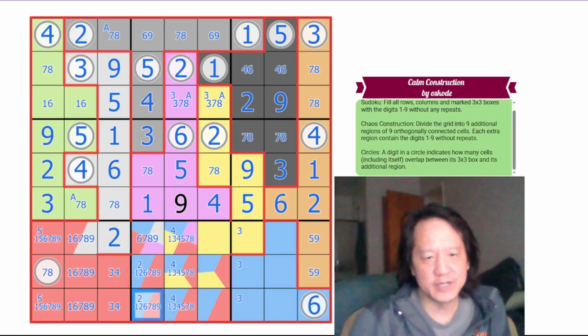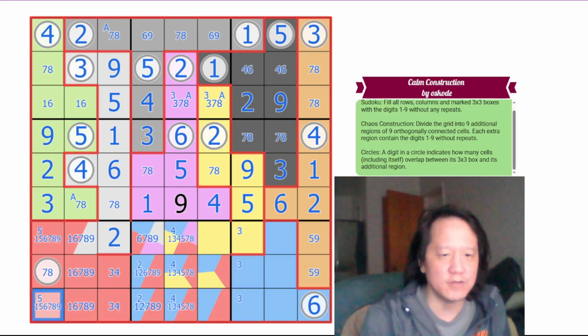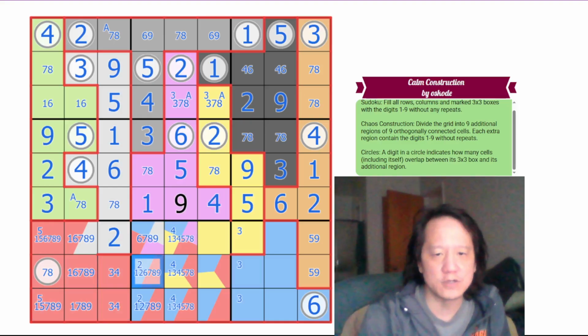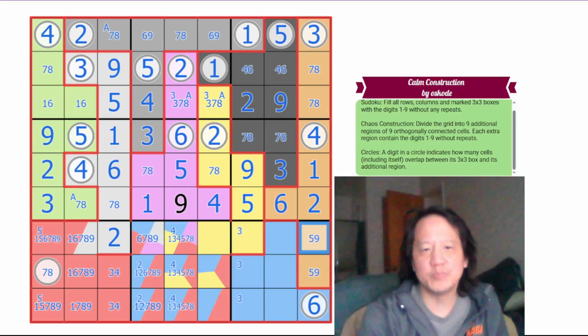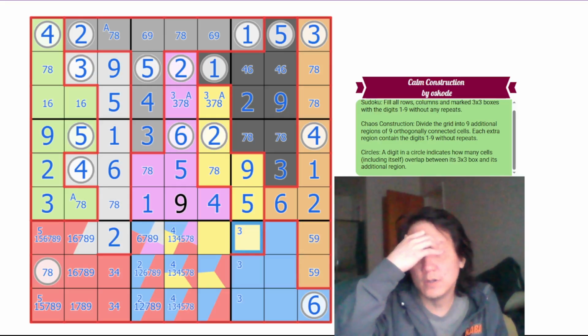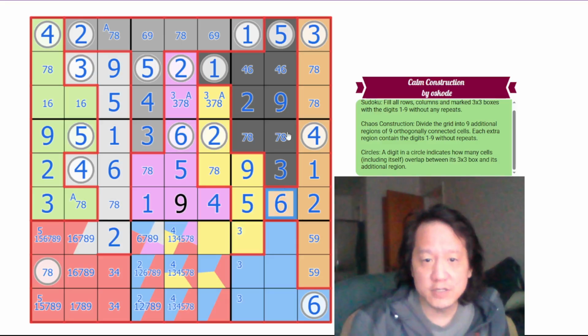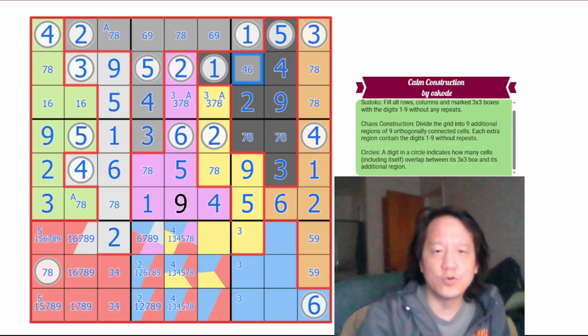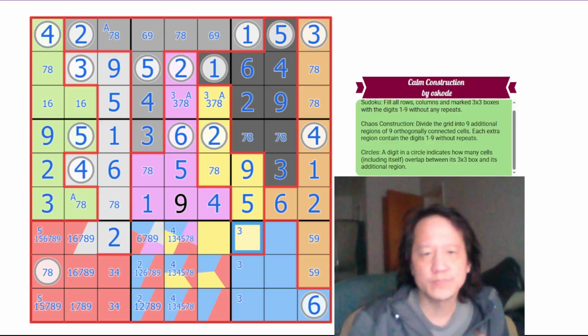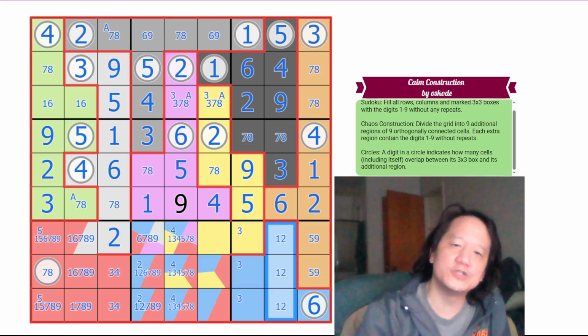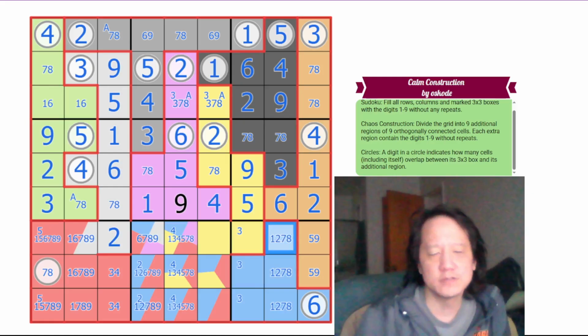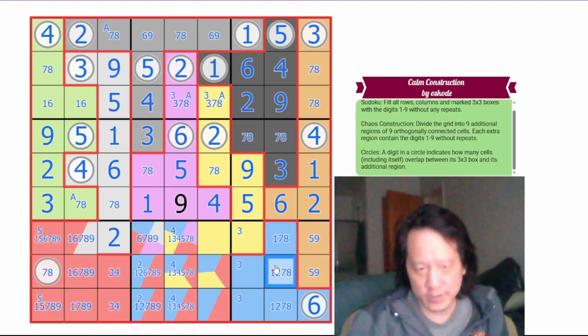The 6 eliminates 6 in the rest of the row, so no 6 here. This is a 5-9 pair. This 6 eliminates 6 here, so that's 4 and 6. Remaining digits in column 8. We have 1, 2, and 7, 8. So, and this can't be 2 because of 2 in the row. So we're guaranteed a 2 here. We have 1, 7, 8.